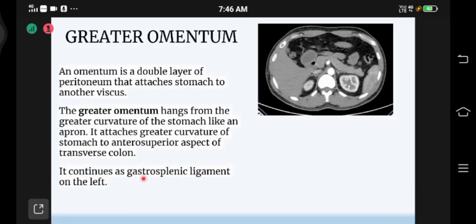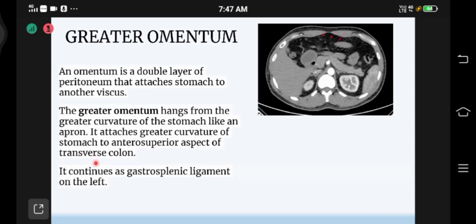Now, we have seen this mesentery. It has always been a challenge to see that in the cross-sectional images, what you interpret. So for teaching purposes, for understanding the mesenteric anatomy, I am using a few of the CT slides which are more apt for understanding the anatomy. So the greater omentum is a double layer of peritoneum that attaches stomach to another viscus. The greater omentum hangs from the greater curvature of stomach like an apron, and it attaches the greater curvature of stomach to the anterior-superior aspect of transverse colon.